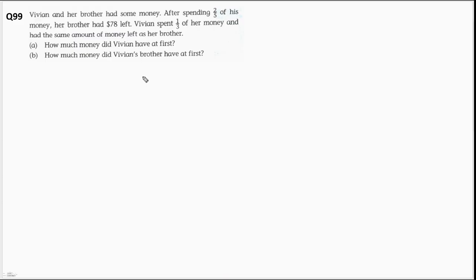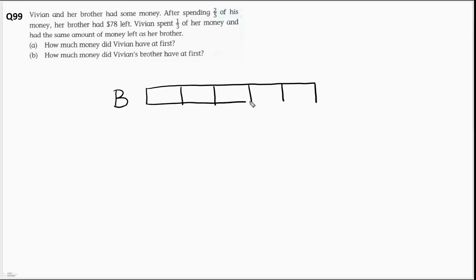Okay, it doesn't matter whether we start with Vivian or her brother. Let's say we start with her brother. It splits Vivian's brother's money into fifths. So we are going to go 1, 2, 3, 4, and 5. I'm trying to make them as even as I can manage. So that's how much he had at first. And I notice that's one of the questions.